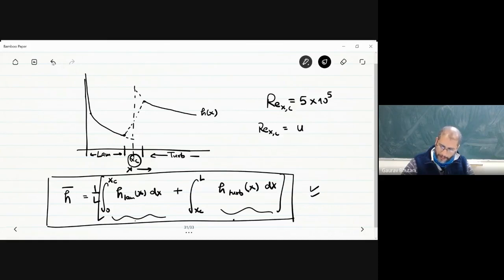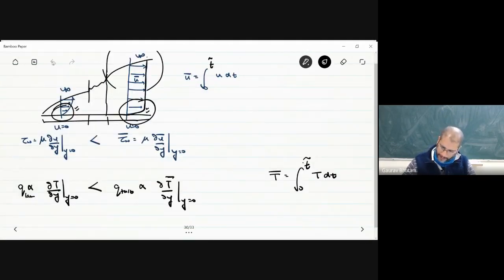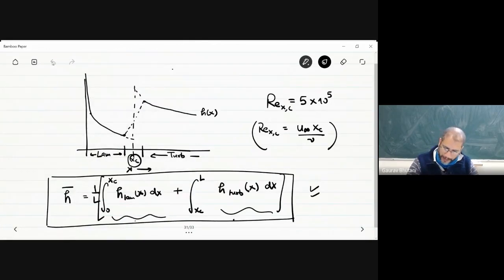So this is U infinity X critical upon nu. Okay. So the flow transitions to turbulence at a Reynolds number of 5 into 10 to the power 5. Now this of course is a typical value, but what you can do is if you have a flat plate, let's draw it here. So let's say you had a flat plate which was transitioning to turbulence here. So your X critical was here.